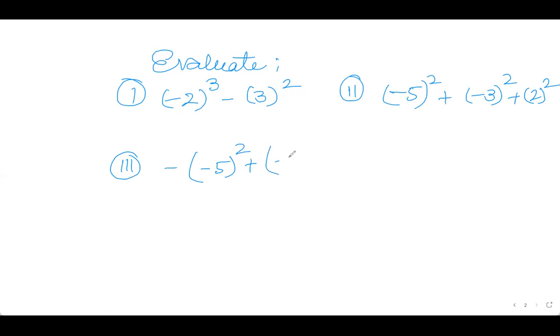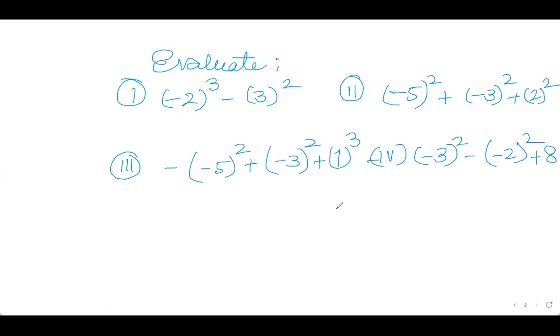So let me tell you how to do all this. Plus 1 cube. And then fourth question I'm writing here. Minus 3 square minus of minus 2 cube plus 8. I'm taking only 4 sums, then I'll take one more set of 5 sums. What should be the answer of this term? Can you let me know?